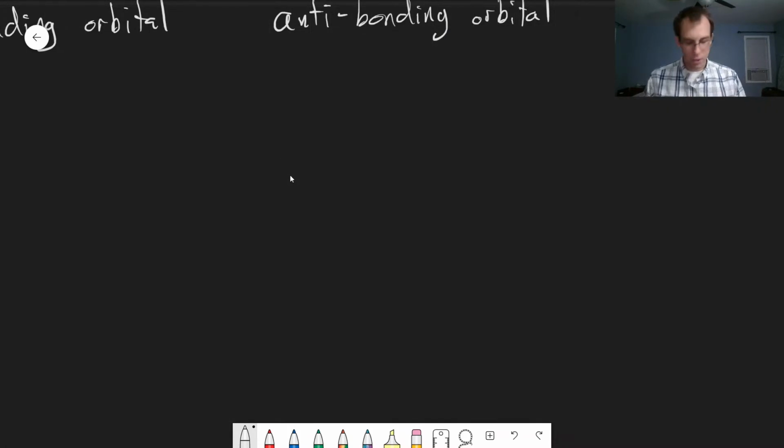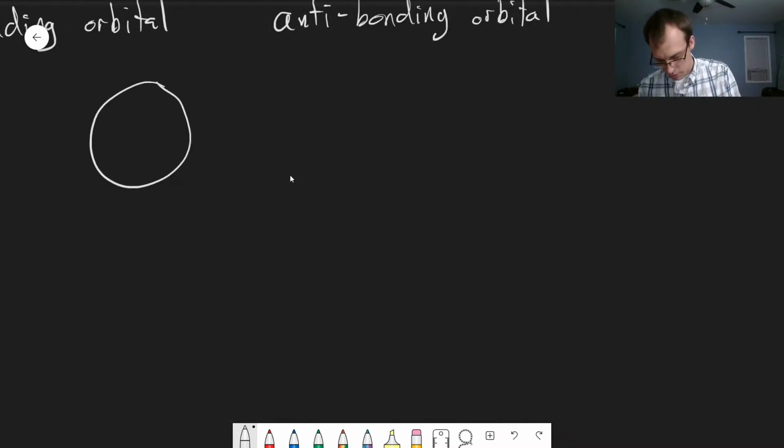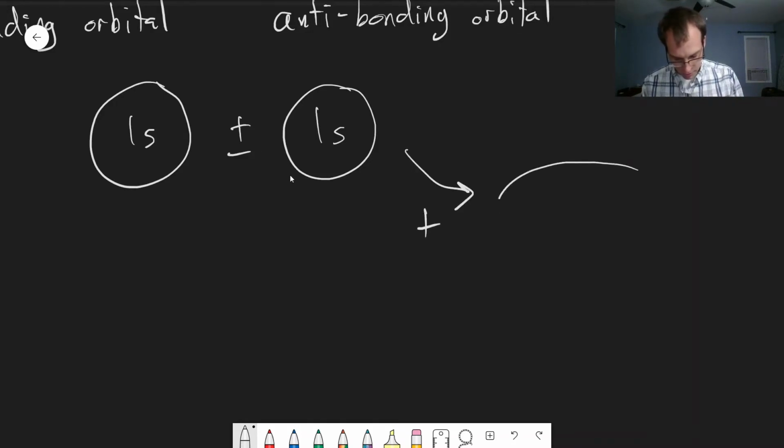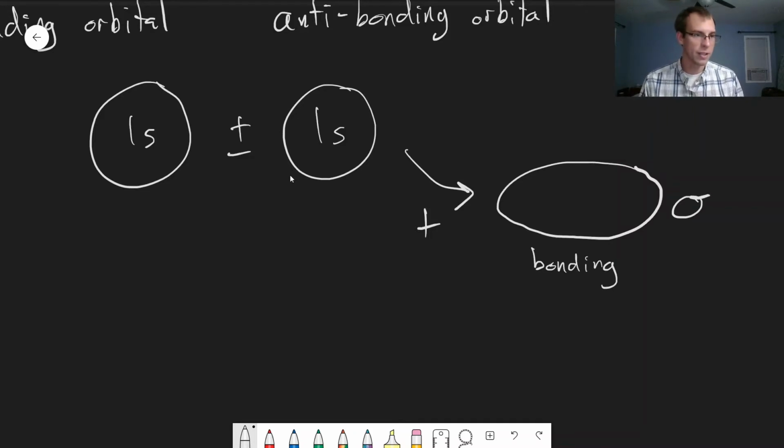Another way this is often drawn, a sort of pictorial way I like to represent it, is for a bonding orbital, we could say we have our two 1s orbitals that are spheres, and we're going to add and subtract them. If we add them together, we'll get something that combines these two spherical objects into an oblong object. And this is our bonding orbital. And we label this as a sigma orbital. We'll get into what that means specifically in just a second.